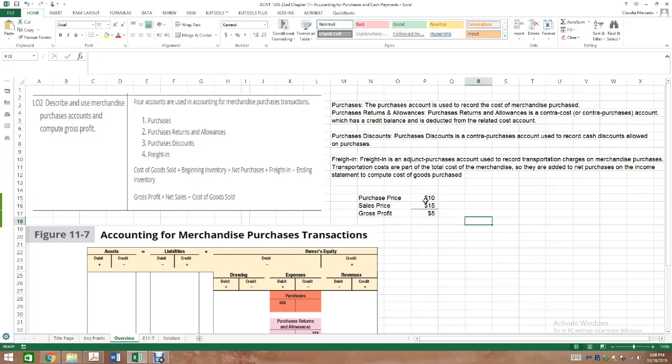They buy it. We have a purchase price. Then we have a sales price. How much are we selling it for? And the difference between the two is your profit. Okay. Now in your purchase price, let's say for example, she paid $10 of goods.